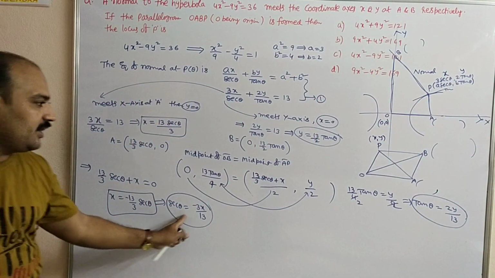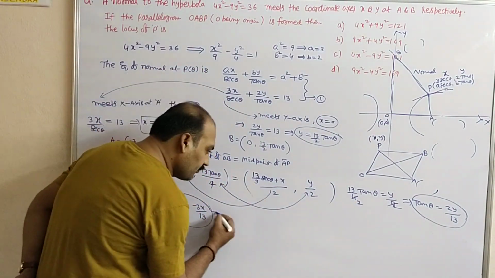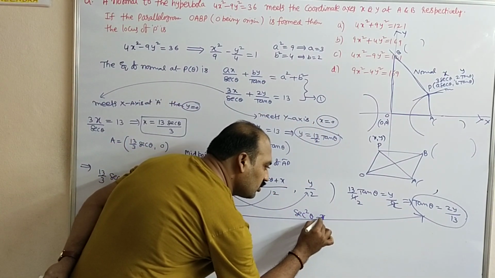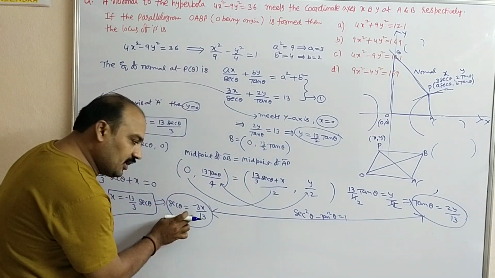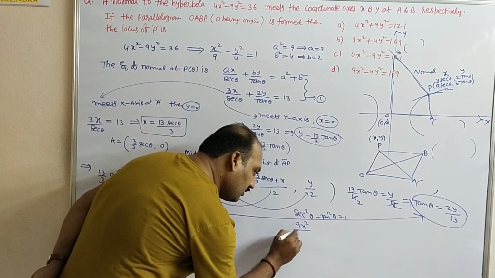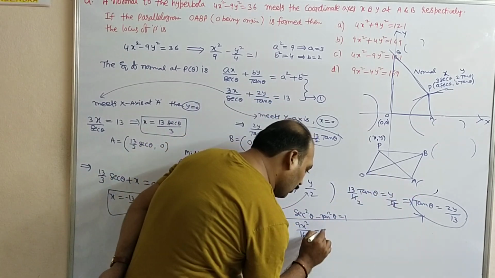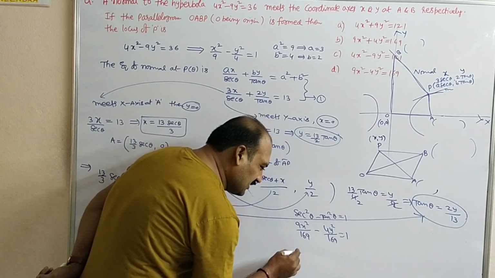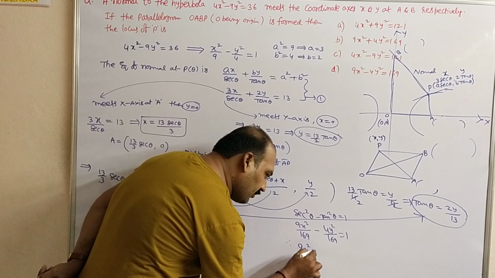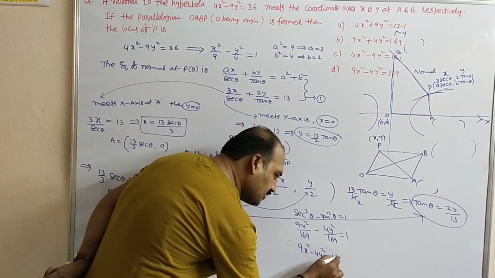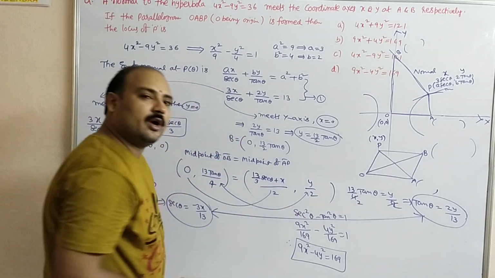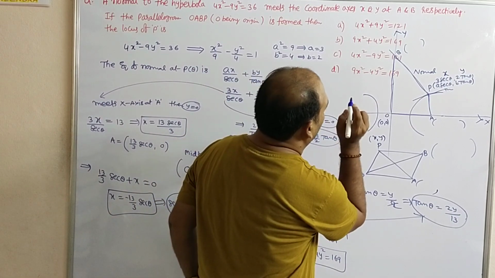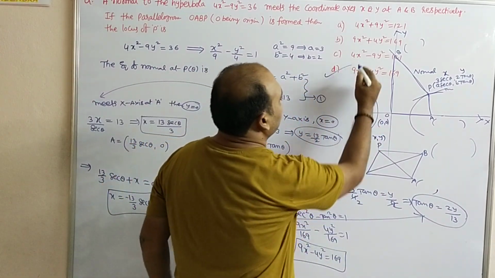The relation between secant theta and tan theta we have: secant square theta minus tan square theta equal to 1. So secant square theta means 9x square by 169, minus tan square theta, 4y square divided by 169, is equal to 1. Take LCM, 169 is the LCM now. So 9x square minus 4y square is equal to 169, which is the required hyperbola. Whenever there is a minus, it's a hyperbola. So the option is 9x square minus 4y square equal to 169.